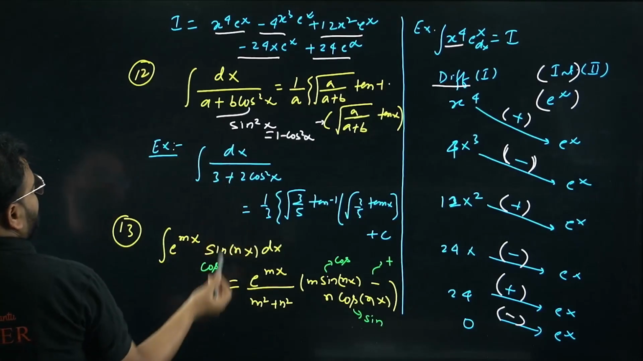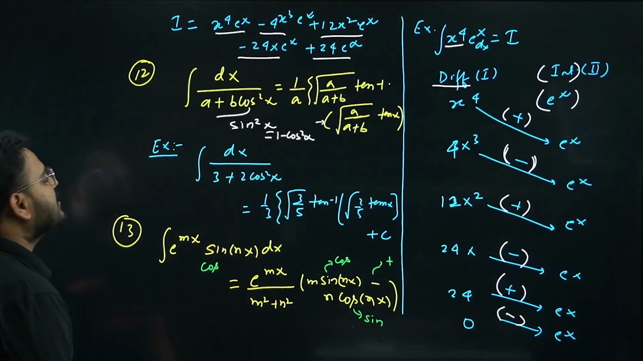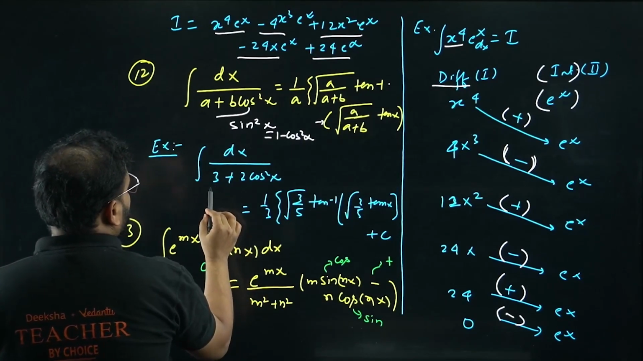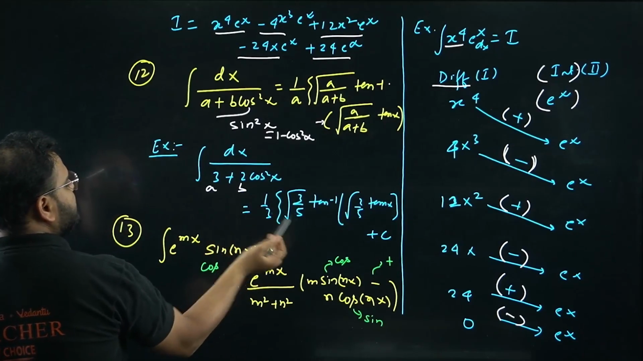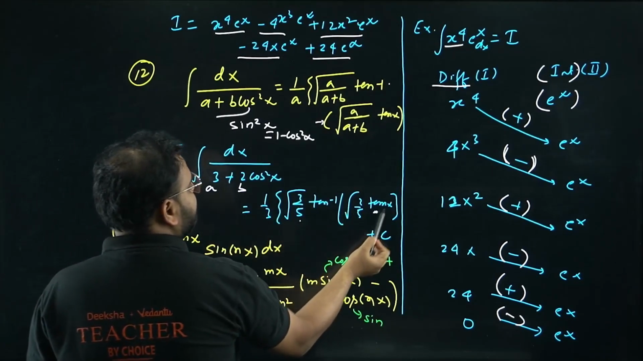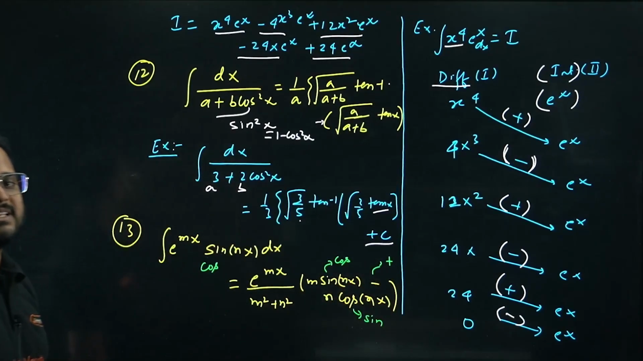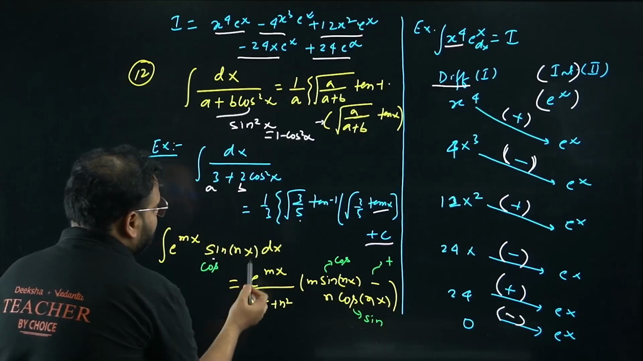Please check. Same question I've taken over here: dx upon 3 plus 2 cos square x. So what is the value, sir? a is 3, b is 2, so 1 by root of 3 times 5, since a plus b means 5, tan inverse of root of 3 by 5 tan x plus c. Tan x plus c.